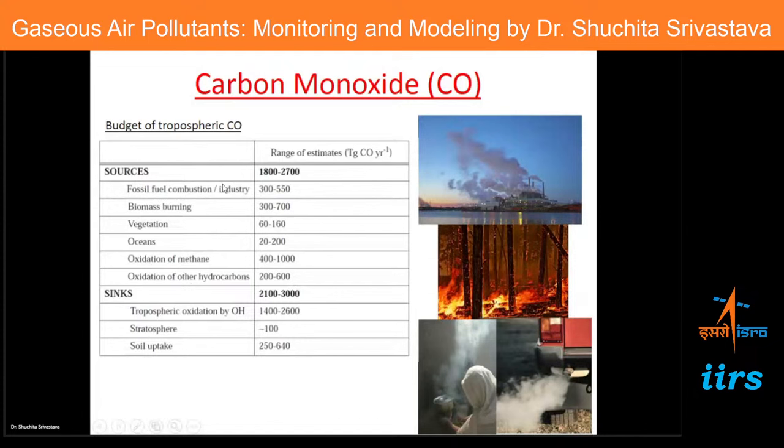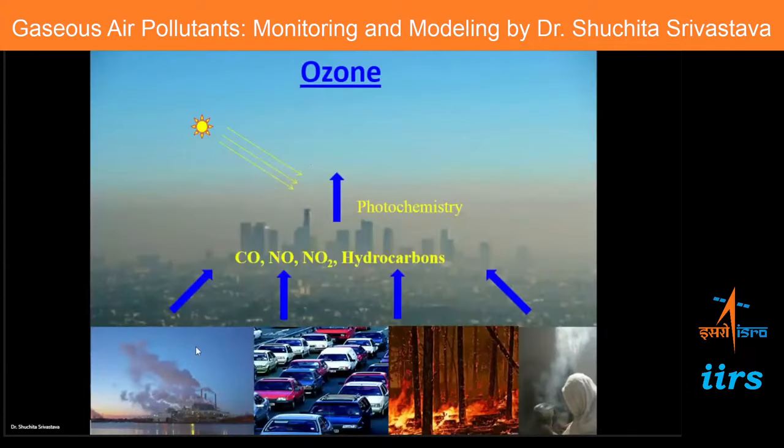So carbon monoxide is directly emitted in the atmosphere and also photochemically produced in the atmosphere because of oxidation of methane and other hydrocarbons. The major sink of carbon monoxide is tropospheric oxidation by hydroxyl radical. And small loss processes of carbon monoxide are its transport to the stratosphere or soil uptake.